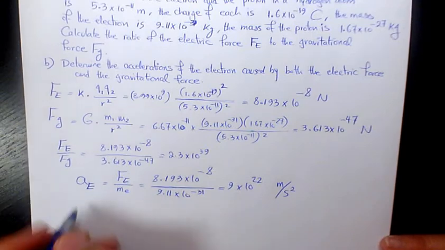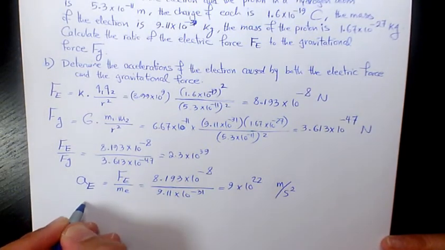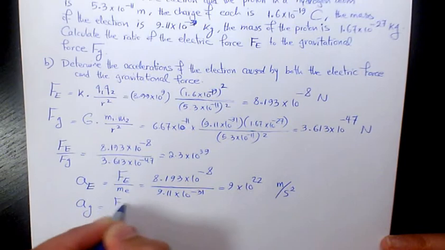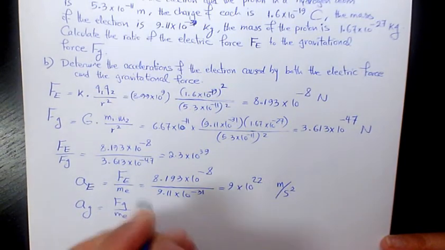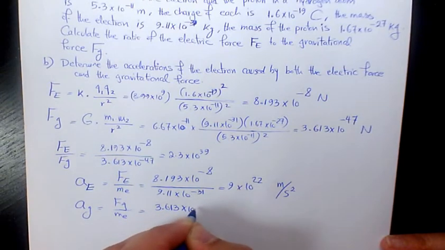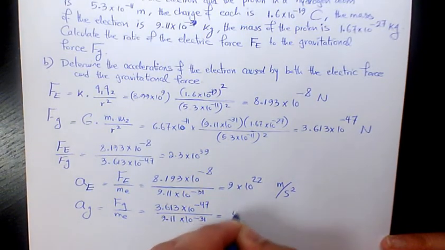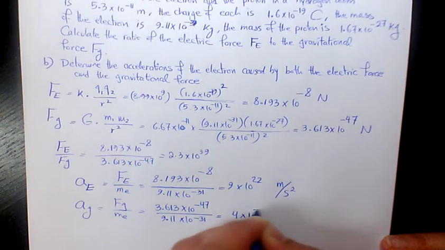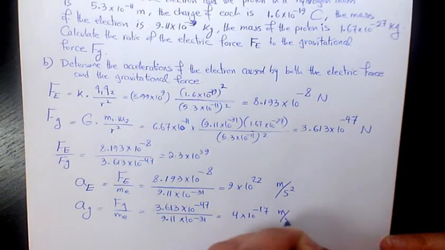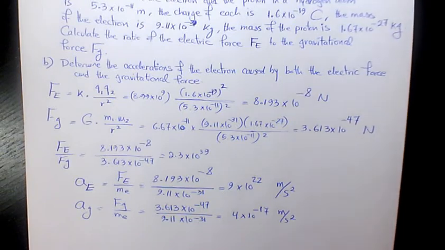Now the gravitational acceleration is going to be Ag equals Fg divided by Me. That is 3.613 times 10 to the power of negative 47 divided by 9.11 times 10 to the power of negative 31. That's going to be 4 times 10 to the power of negative 17 meters per second squared. So these are the acceleration of the electron caused by electric force, and also the acceleration of the electron caused by gravitational force.